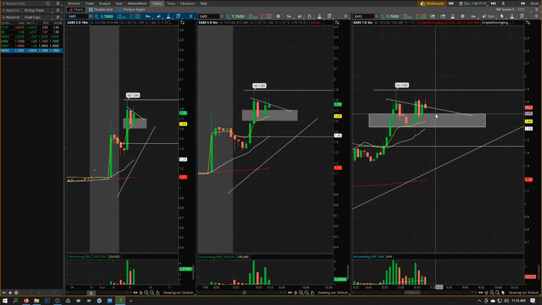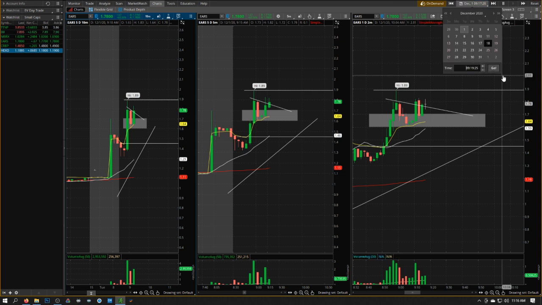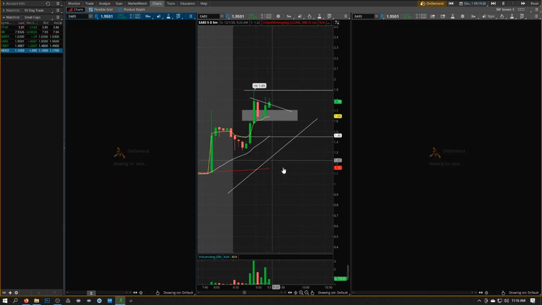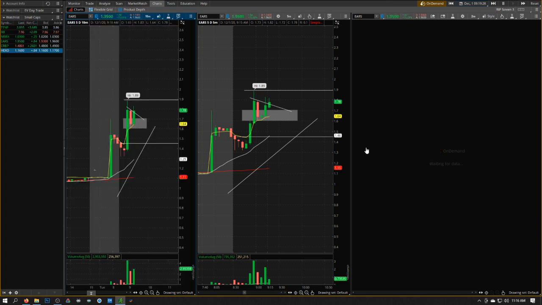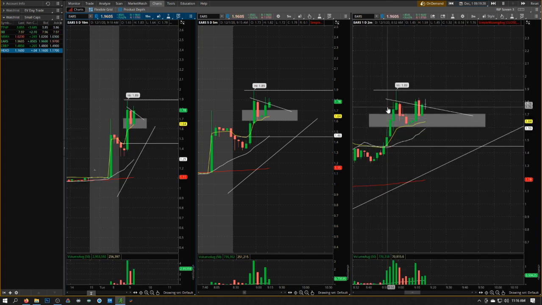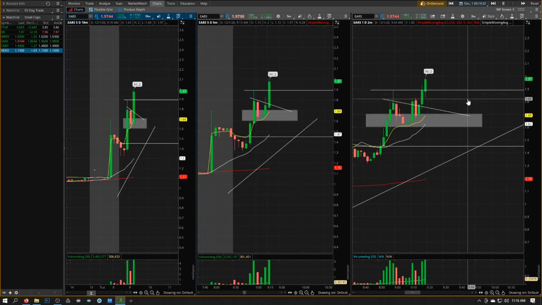Now we want to see this. If this comes down here to make support at the top of our zone, 1.7117, then I feel really good about the move going up. Volume's obviously increasing on the buy side. Skip ahead a couple more minutes. And there you go. We've taken the high of the day.